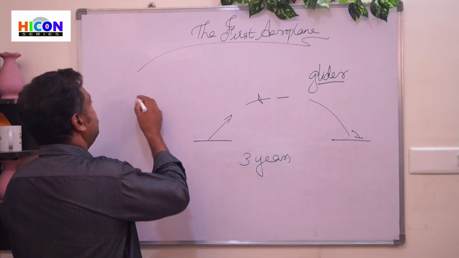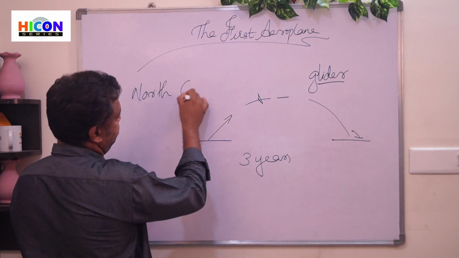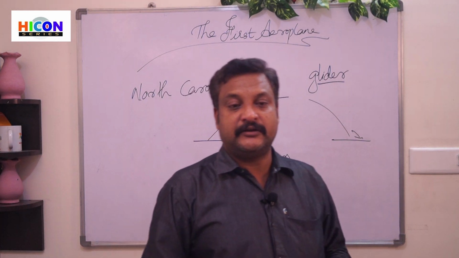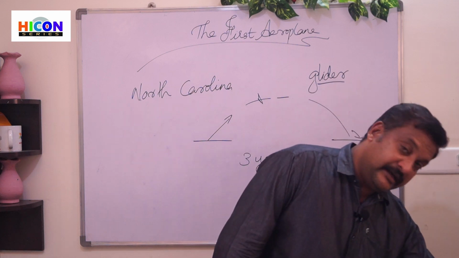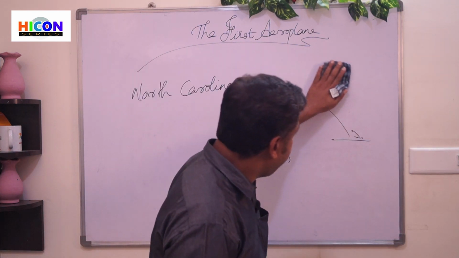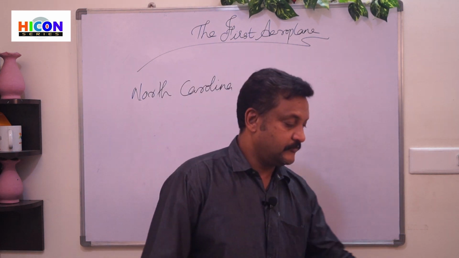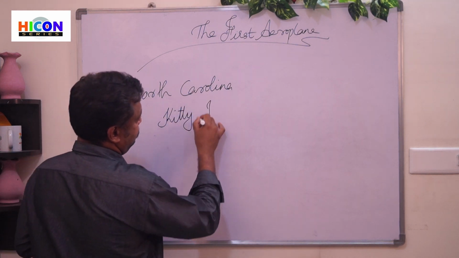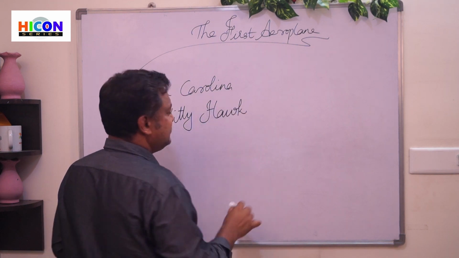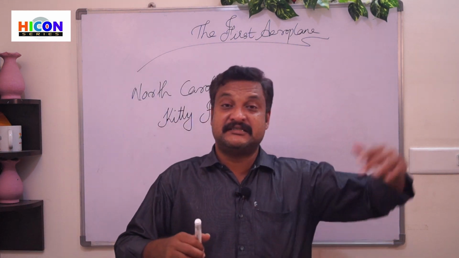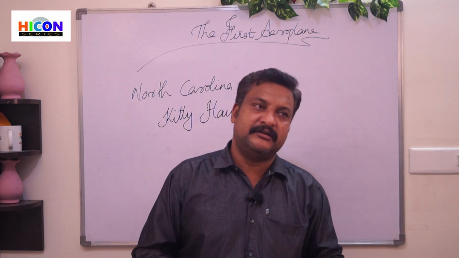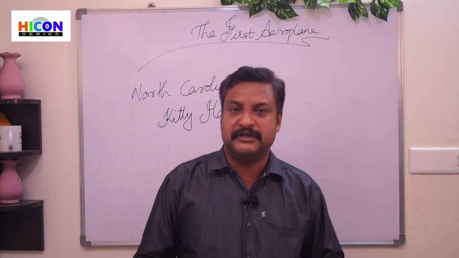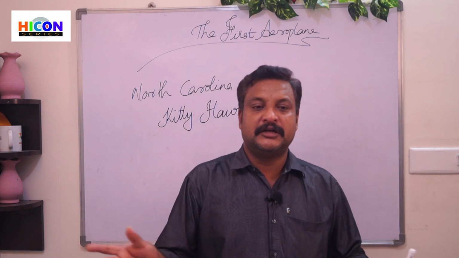There is a place called North Carolina in America, and there in North Carolina there is a place called Kitty Hawk. This is a remote area. Remote means a distant area where there are not many people living. It's an open place, not disturbed by anybody, and even if they do something there, it won't disturb anybody. That is what we call a remote area.